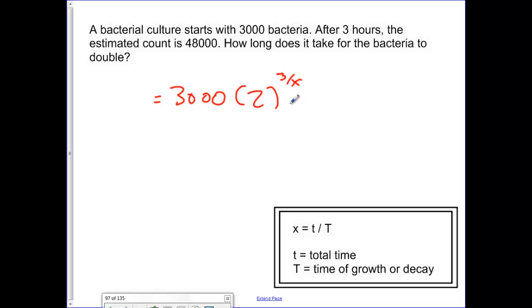It could be like 2.5 hours. I don't know exactly how long it's going to take to double yet. We're going to solve for x. Last thing here, after 3 hours, the estimated count is 48,000. Where does this 48,000 go, though? 48,000 equals 3,000 times 2 to the 3 over x.